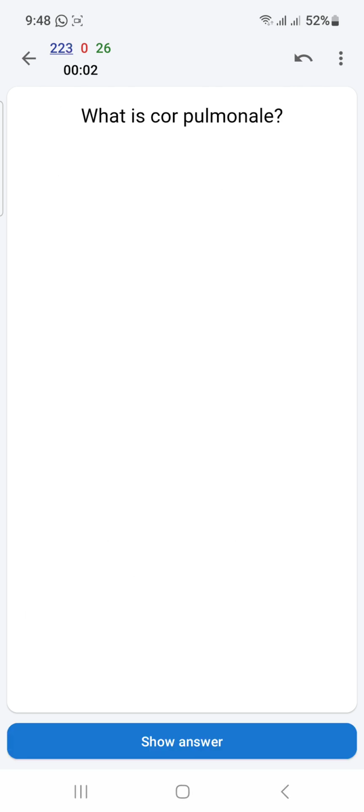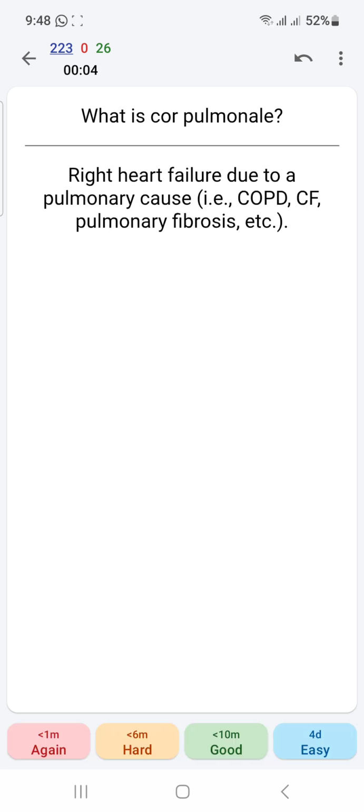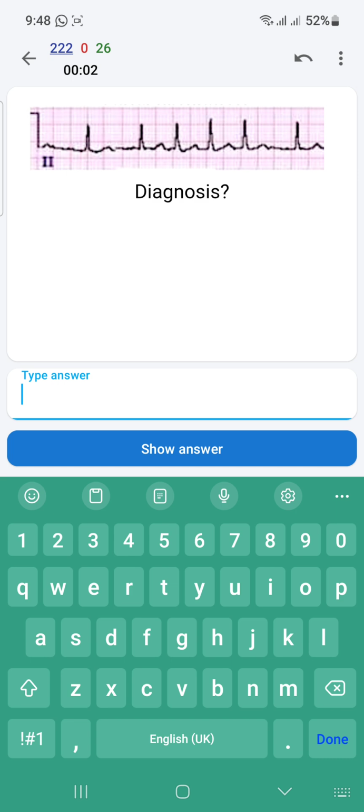What is cor pulmonale? Right heart failure due to a pulmonary cause, that is COPD, CF, pulmonary fibrosis, etc. Easy.